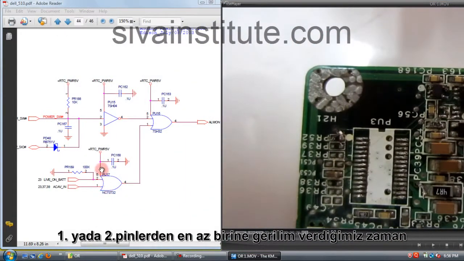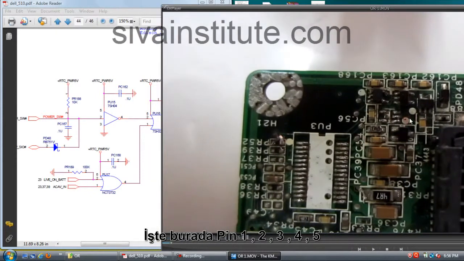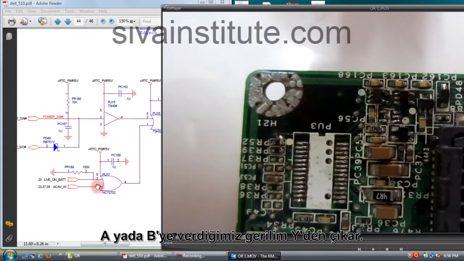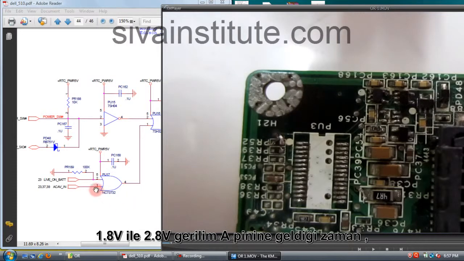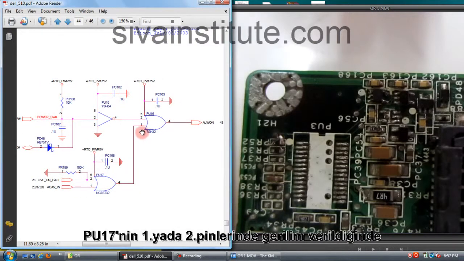Pin number 1, 2, 3, 4, 5: pin number 1, 2 are A, B, 4 is Y, 3 is ground, 5 is supply. When you give pin number 1 and 2 voltage, 5 volts comes out from pin number 4. When you give 1.8 volts here, 5 volts comes out from pin number 4. When you give voltage to pin number 2, 1.8 or 2.8 volts, this 5 volts comes out from this place. This voltage goes to here.